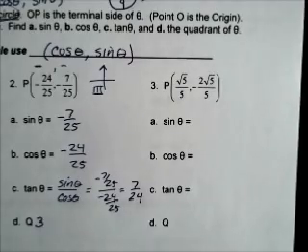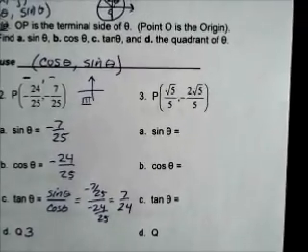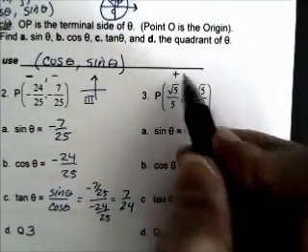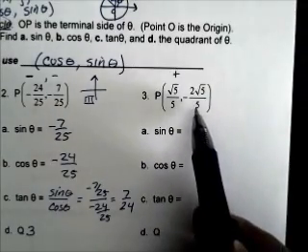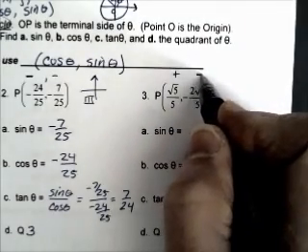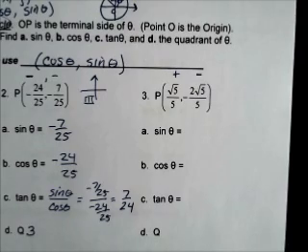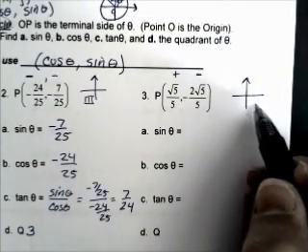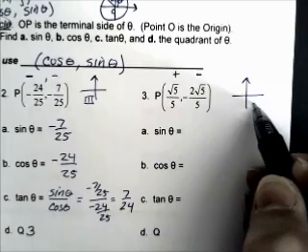And number 3, our point P has an x-coordinate of square root of 5 over 5. That's a positive value. And a y-coordinate of -2 square root of 5 over 5. That's a negative value. Okay, so what quadrant are we in, where our x-coordinate is positive and our y-coordinate is negative? That'd be quadrant 4.